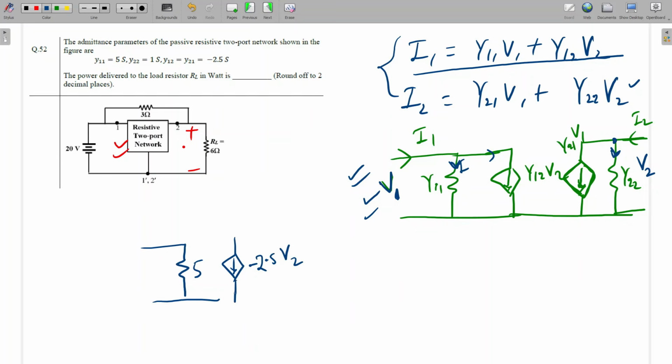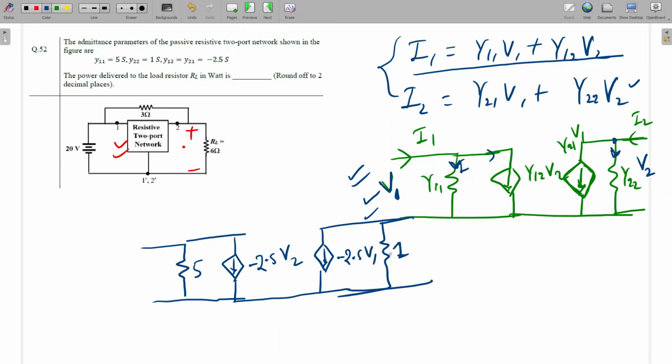So minus 2.5 V2 will be connected here, and further here this will be minus 2.5 V1, connected here. And here, what will be the value? This will be 1. This 1 is not impedance, it is admittance. So what will be the R for this one? R is equal to 1 by Y. But if we are doing any KVL or KCL conversion, we have to be careful and convert into resistance.